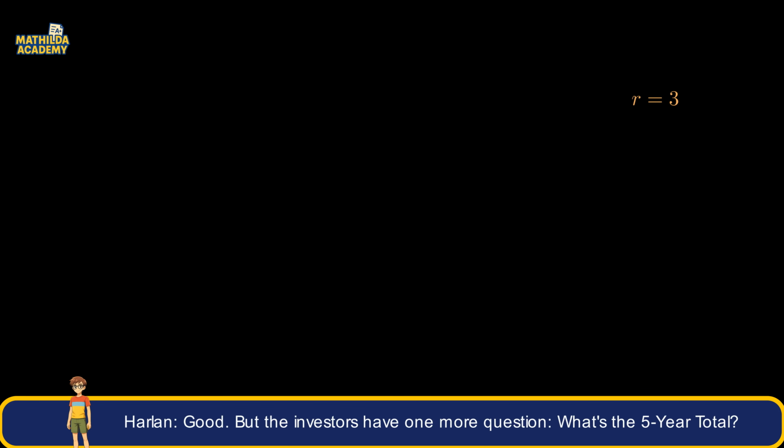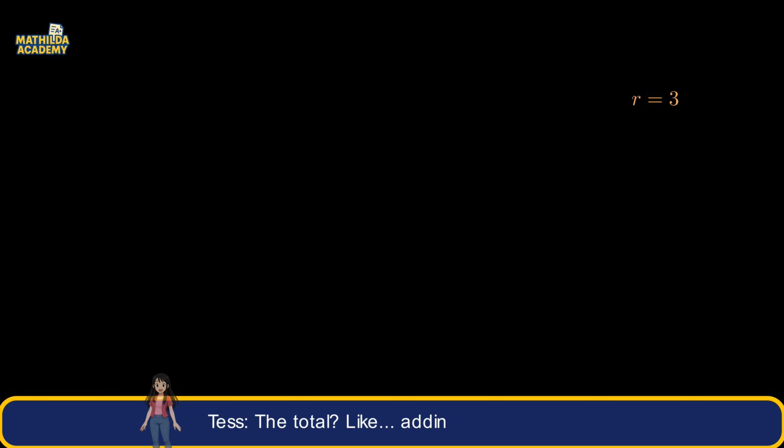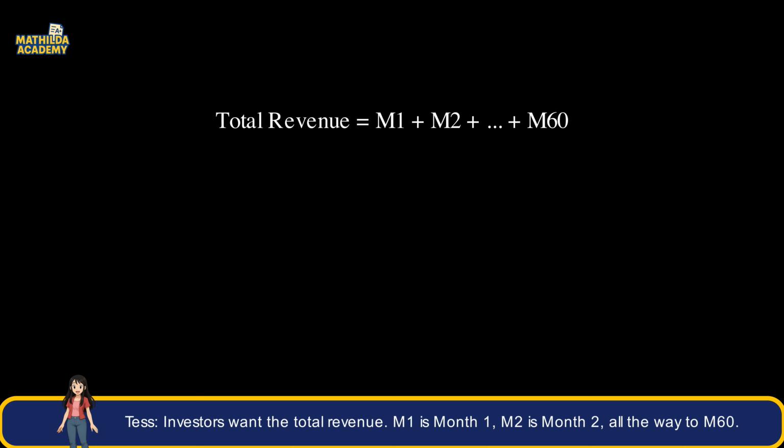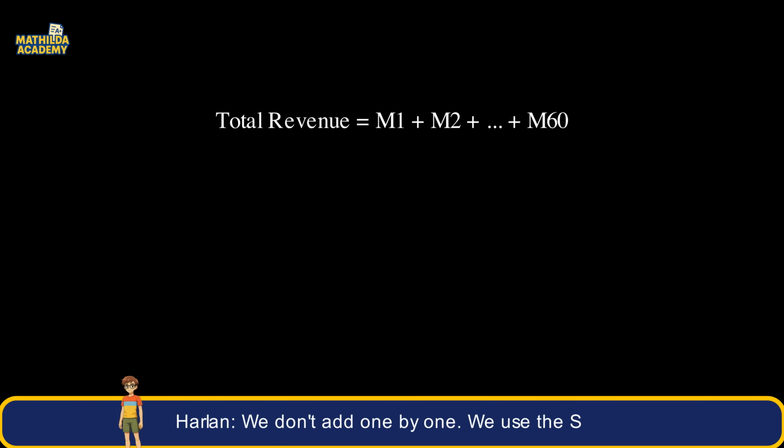What's the 5-year total? The total? Like adding up 60 months? Oh no. Investors want the total revenue. M1 is month 1, M2 is month 2, all the way to M60. We don't add one by one. We use the sum formula.